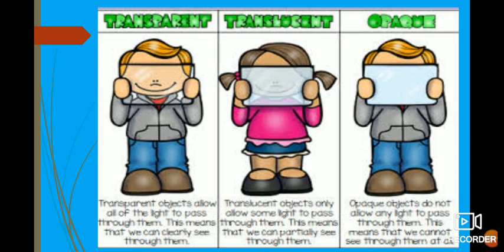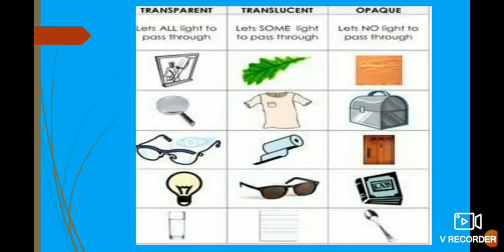The third object is the opaque object. Can you see the face of the boy? We cannot. Isn't it? Why? Because this object does not allow any light to pass through it. That is why we cannot see the boy's face at all. Right? Let us understand this in more detail with a few examples.